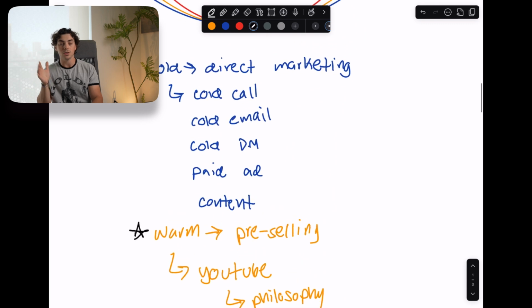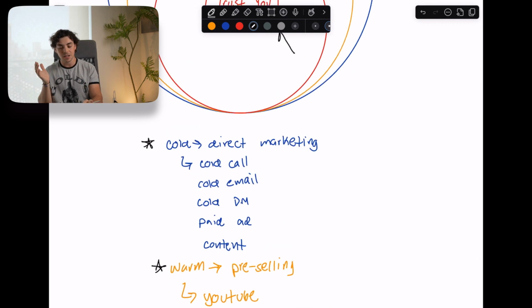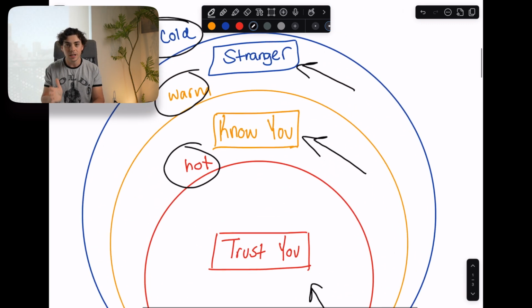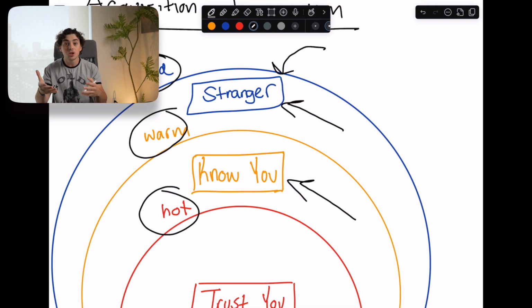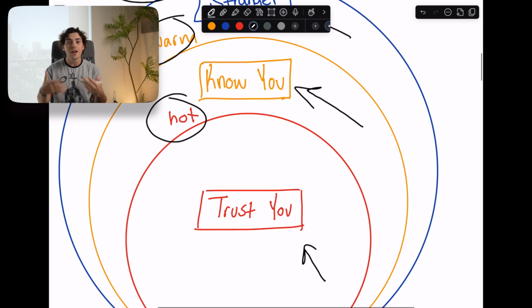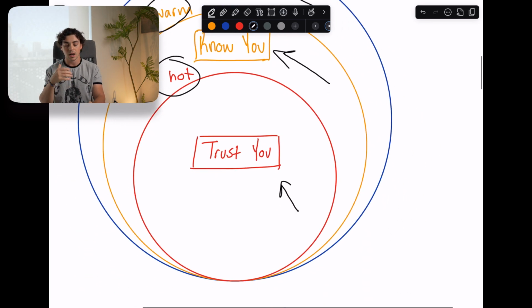When it comes to cold, if you think of these layers, it's acquiring at each stage. So the first thing is, how do we acquire strangers? We need strangers to just figure out that we exist, right? The second stage, we need strangers to actually know who we are and hear us speak for a little bit, hear us on a VSL or hear us on a YouTube video or hear us on the phone, right? And the last stage, we need to acquire trust. We need people to spend more time with us. So it's all just acquiring at each stage.